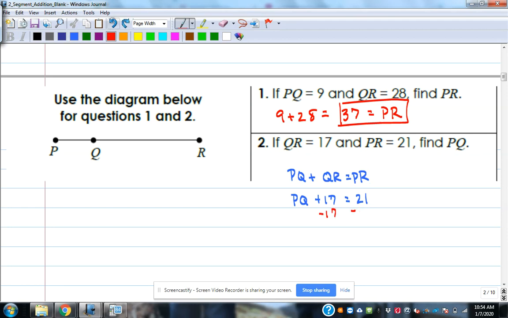But this is where the algebra comes in. And the reason I write it out like that is because when we do proofs later on, you're going to have to write it out step by step like that. So if you'll get in the habit of doing that now with the notation and all that stuff, it will help you remember to do that when you're doing your proofs. Because if you don't do that, your proof's wrong. Okay? So PQ would then equal how much? 4.